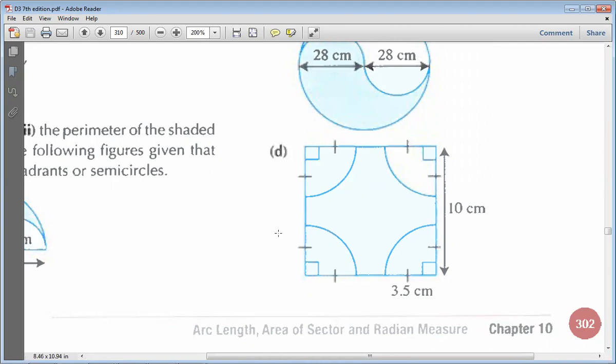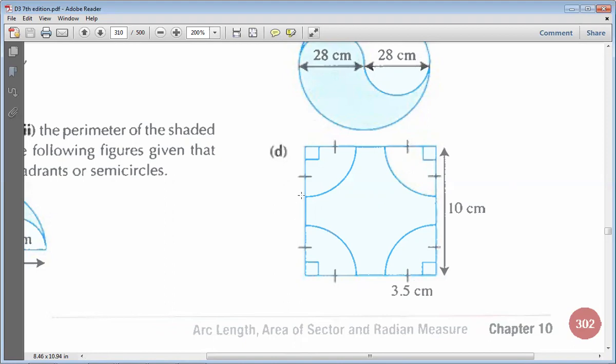Okay, so there are two questions on this part, and they want us to find out the area of the shaded figure, the shaded region. For that, it's a square of length 10 centimeter. So I will find the area of this whole figure. That will be 10 multiplied by 10. And then I will find the area of this quadrant. The area of this quadrant will be pi r squared divided by 4, and the radius of the quadrant will be 3.5 centimeter. So from the big area A1 minus 4 times the area A2, you will get the shaded area.